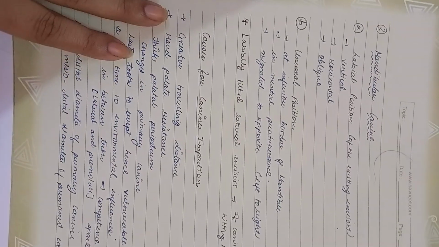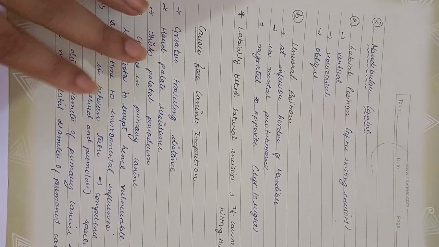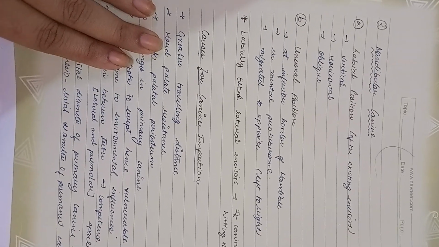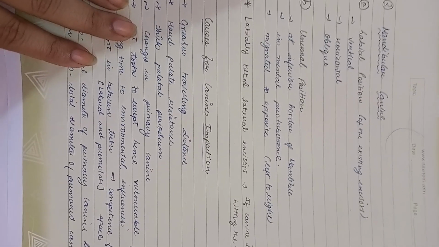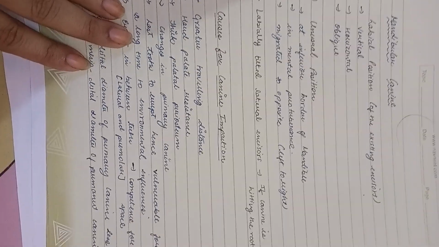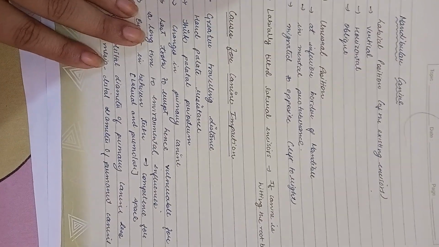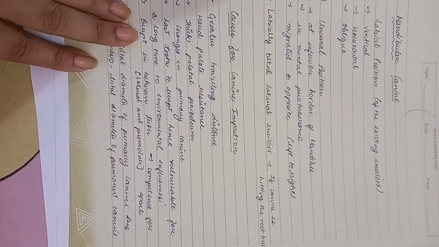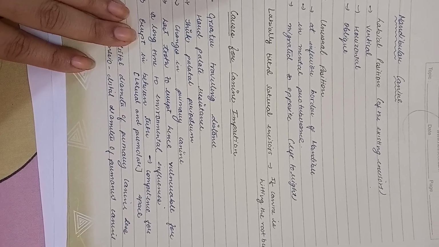Now what are the causes for canine impaction? Greater traveling distance, as in tooth traveling distance. Hard palate resistance, thick palatal periosteum, changes in primary canine, and it is the last tooth to erupt, hence vulnerable for a long time to environmental influence. It is the last tooth to erupt in the oral cavity. It erupts in between teeth, that is lateral incisor and premolar, so there is competition for space.